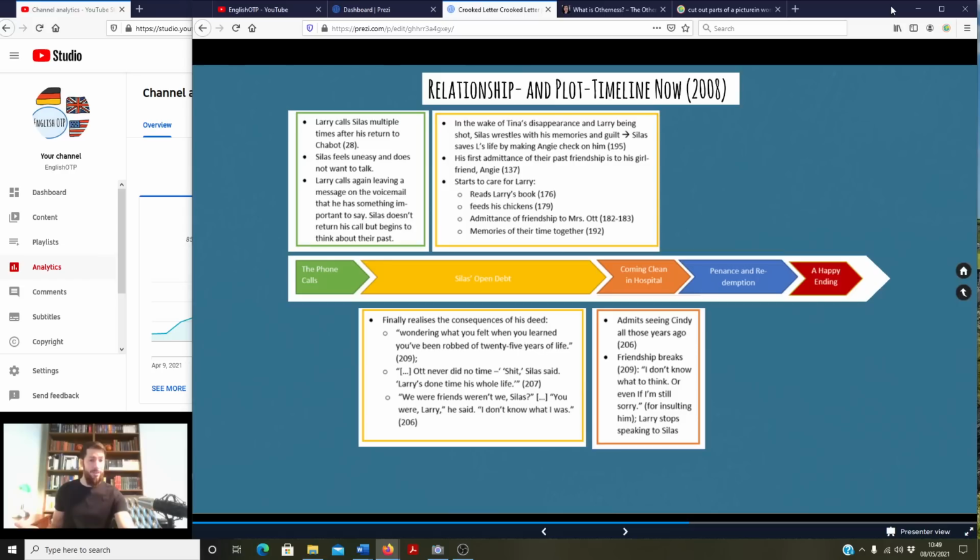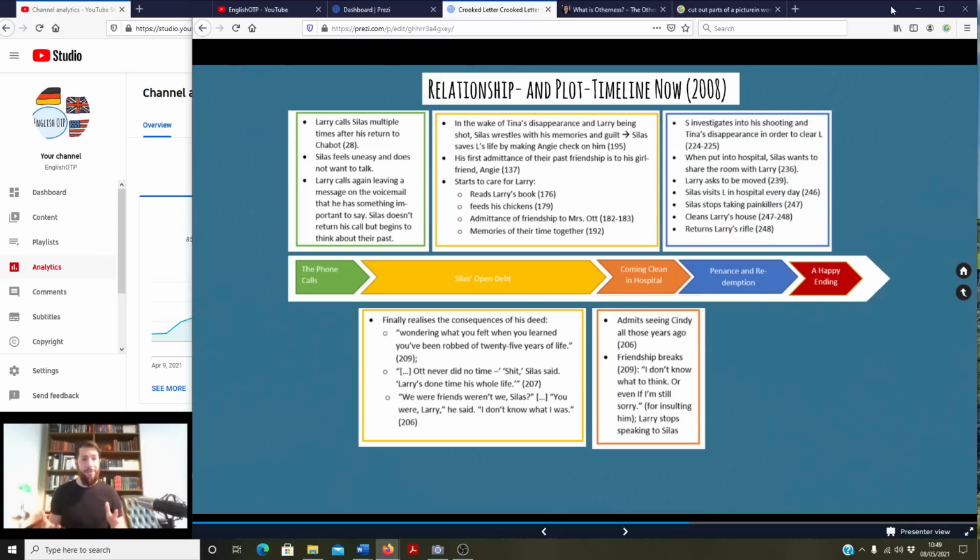So what does Silas do? Well, he tries to make everything right. He tries to reach penance and redemption, and he investigates the shooting and Tina's disappearance in order to clear Larry. When he's put into hospital, he wants to share the room with Larry, but the funny thing is, of course, that Larry wants to be moved.